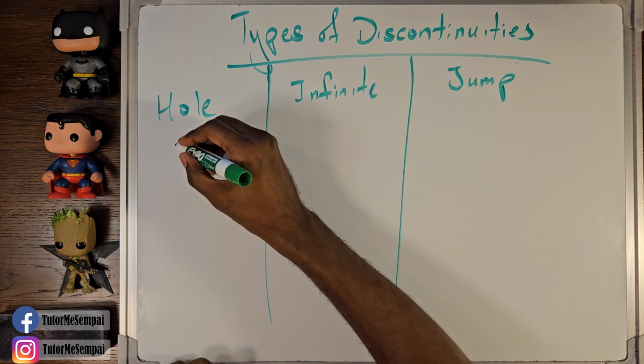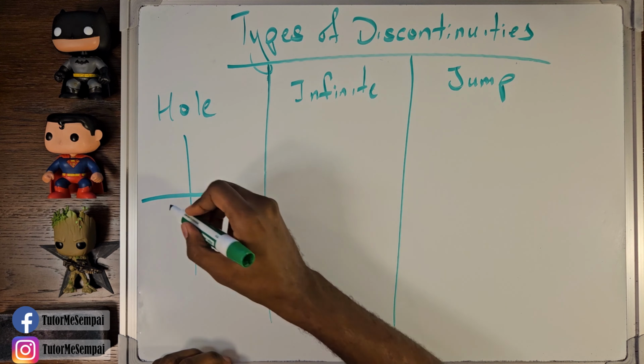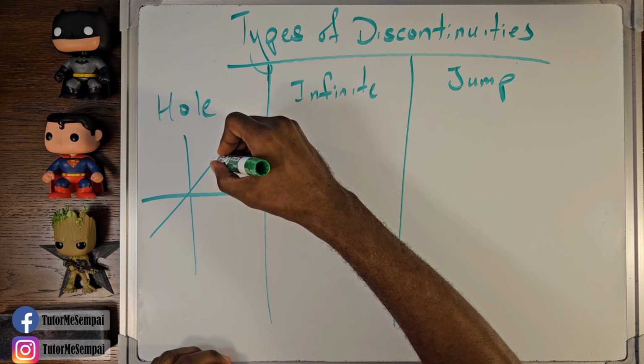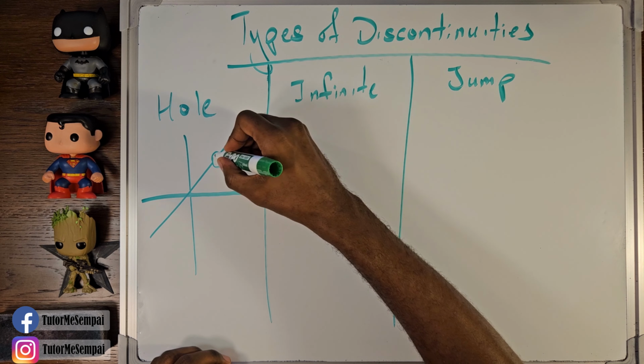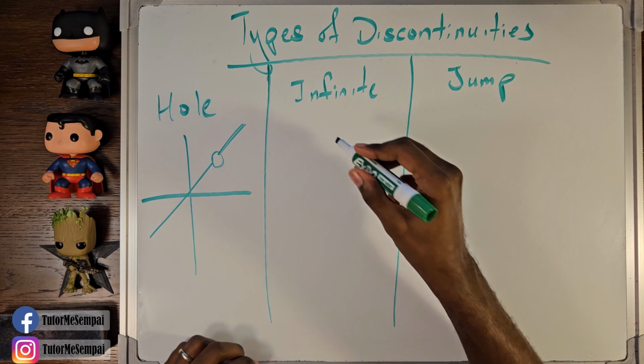A generalized graph of your hole discontinuity will be something like this. Let's say we have this, and instead of being continuous everywhere, we have a nice hole. Hence, hole discontinuity.